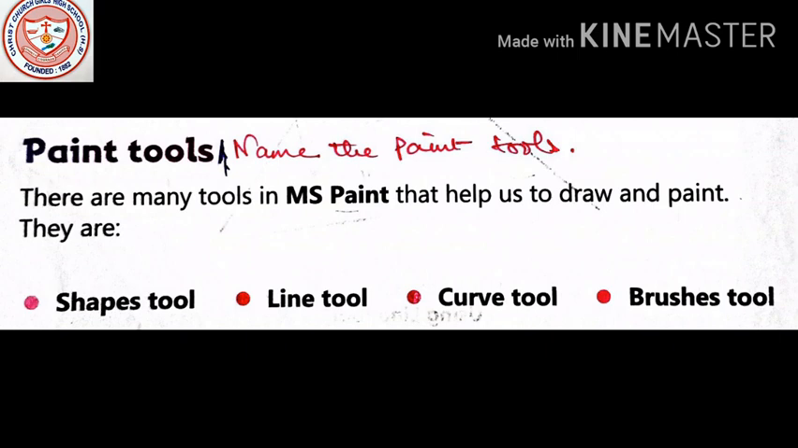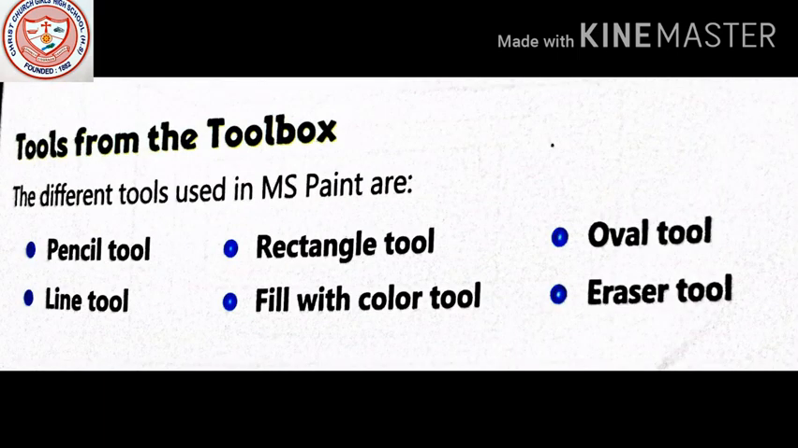Number 1, the shapes tool. Number 2, the line tool. Then the curve tool. And the brushes tool. So there are many tools in MS Paint that help us to draw and paint in the Paint program. What are they? They are the shapes tool, line tool, curve tool and brushes tool.